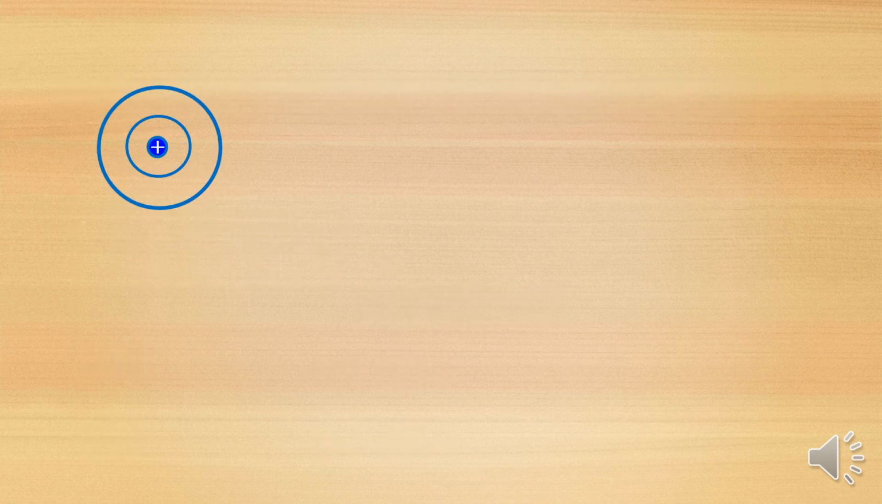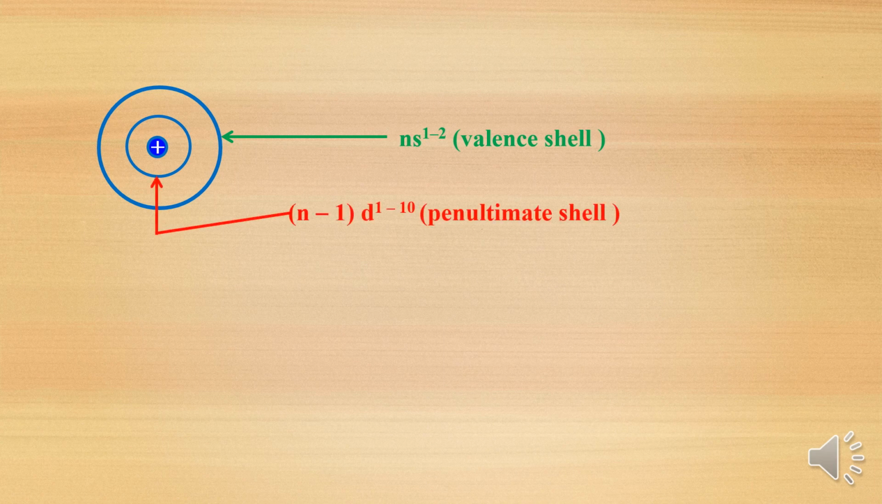You see here the nucleus, where you find positive charge, so protons are in the nucleus. The outermost shell we call ns1 to 2, that is the valence shell. Before the valence shell, nearer to the nucleus, there is the penultimate shell, that is (n-1)d1 to 10. That is called the penultimate shell.